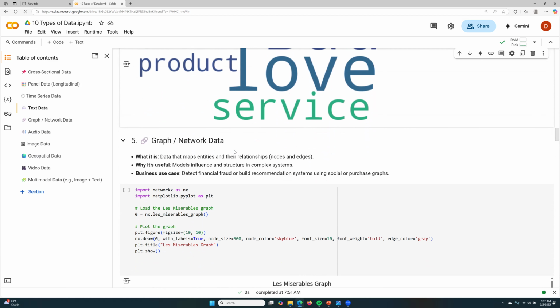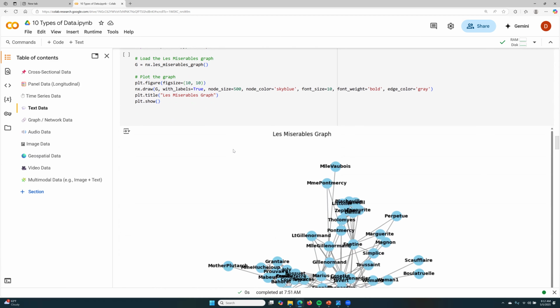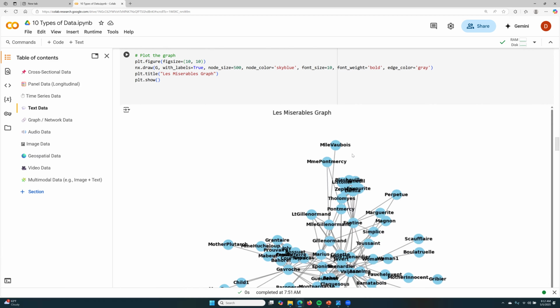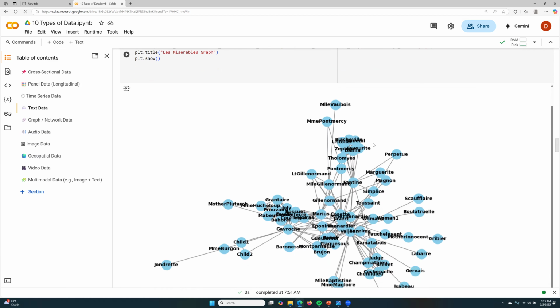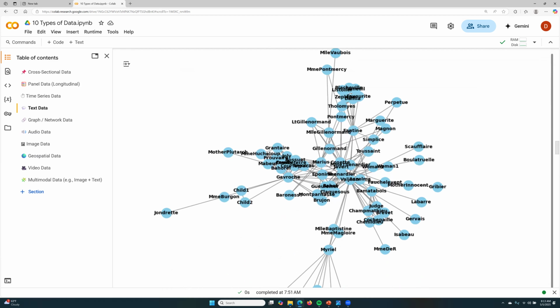Like Facebook and whatnot. In this example, I've got a Les Miserables graph, which is a Broadway musical. And you can see all the characters, basically. The little circles are the nodes, and the lines are called the edges. Now, we could see that if a node connects to another node with an edge, say Mlle Baptistine with Mr. Myriel, we could say that it's kind of in the same scene or same chapter. So this is how the graph is basically designed.